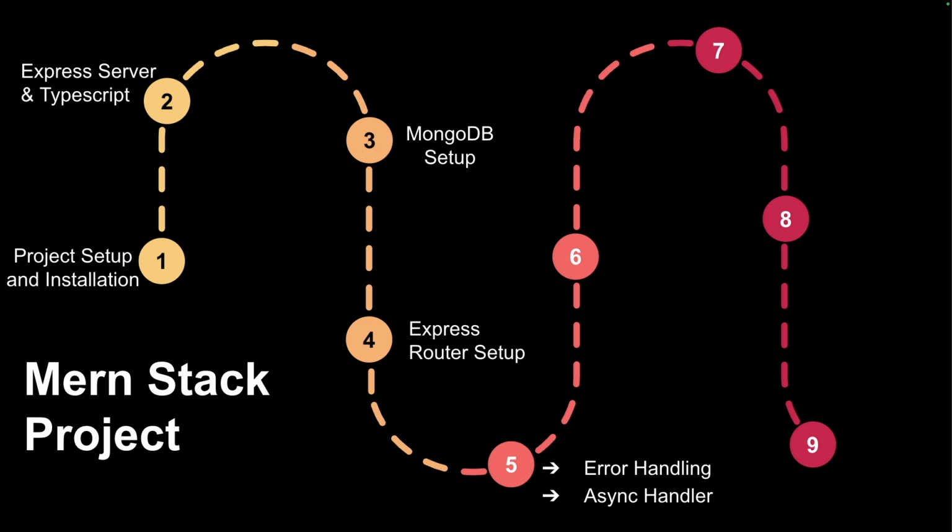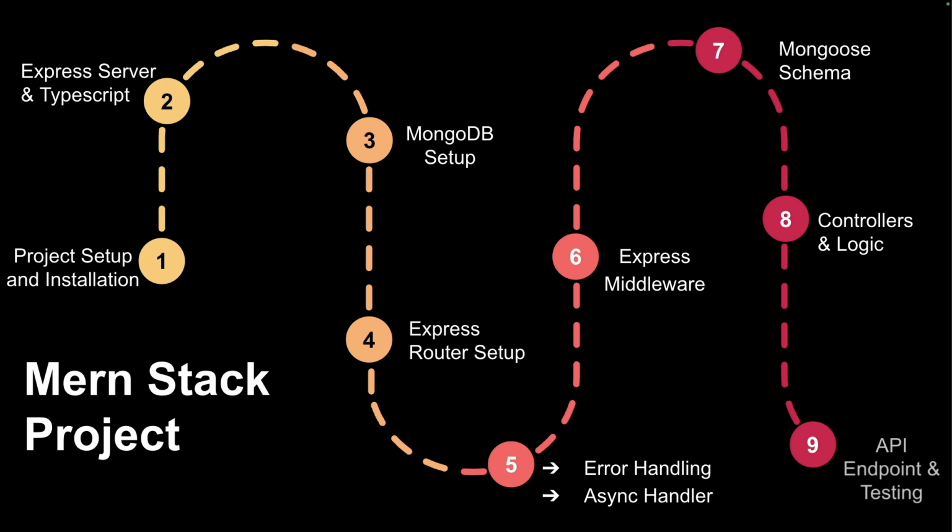Next, we are going to see how we can add the Express middlewares to our project. Then we will set up the Mongoose schema that will help us to do the CRUD operations into our database. Next, we will create the controller and we will write the logic for our APIs. And in the end, we will have the API endpoints and the testing of the API.